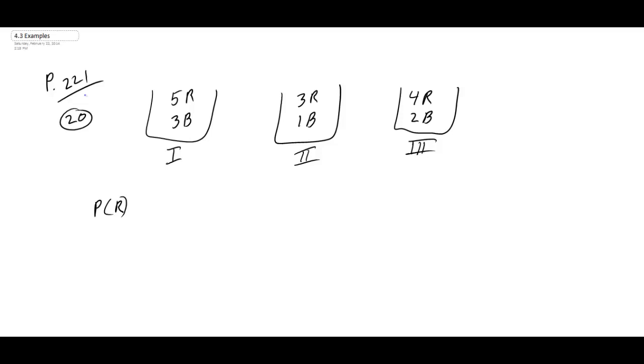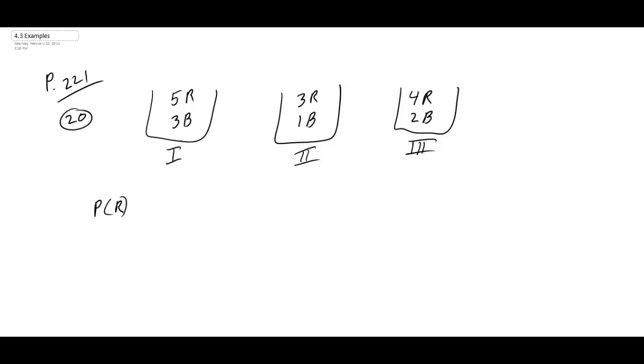All right, here in this video, I'm going to look at some examples from 4.3 on page 221. And this is problem number 20. It says that we have an urn that contains 5 red balls and 3 black balls. Urn 2 contains 3 red balls and 1 black ball. And urn number 3 contains 4 red balls and 2 black balls. If an urn is selected at random and a ball is drawn, find the probability it will be red.